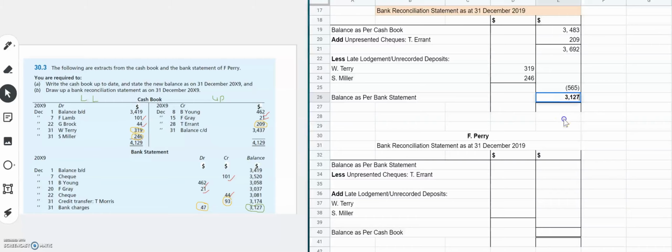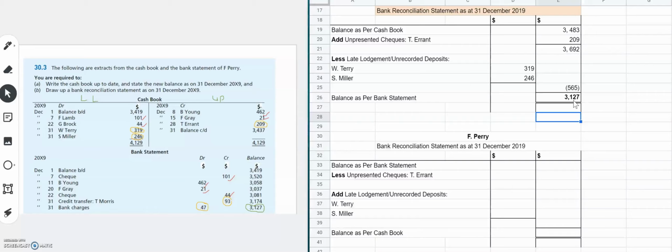3,127. As you can see, if you check back to your bank statement, the final balance signifies the bank statement balance. And when we did our bank reconciliation statement, we got back the same figure. That would suggest that we have now reconciled our cash book with our bank reconciliation statement because we got back the same figure. So we prepared the bank reconciliation statement starting with the balance as per cash book.